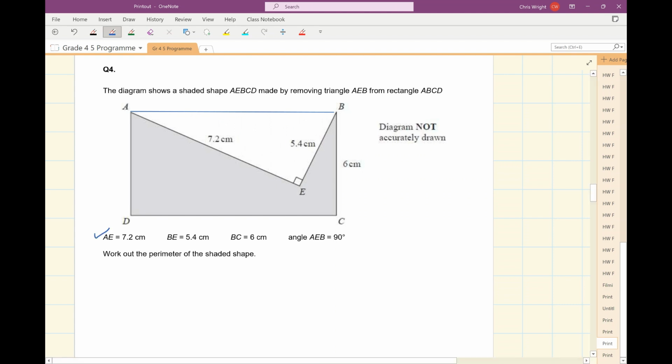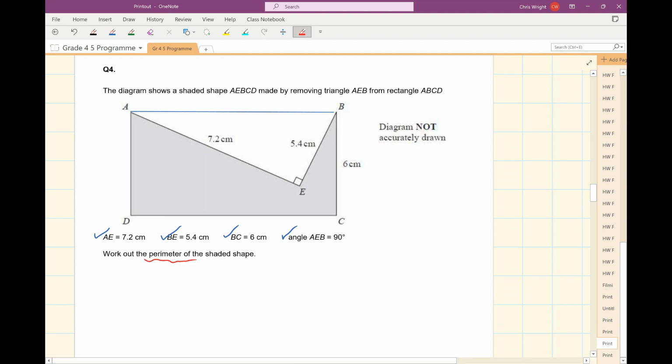A is 7.2, BE is 5.4, BC, oh yes, there it is, 6. And that angle is 90. Good, so they're all labelled. Work out the perimeter of the shaded shape.